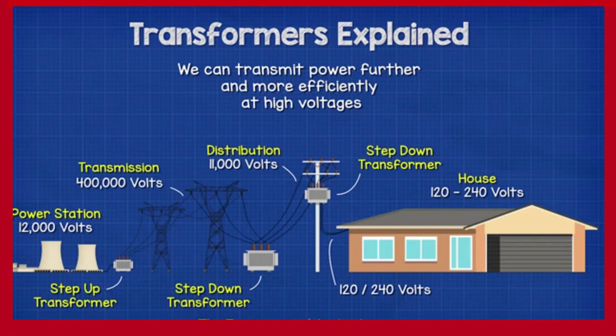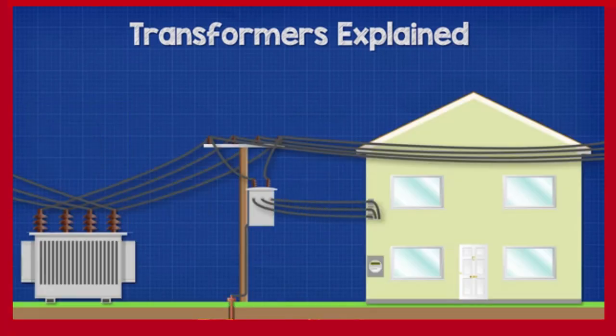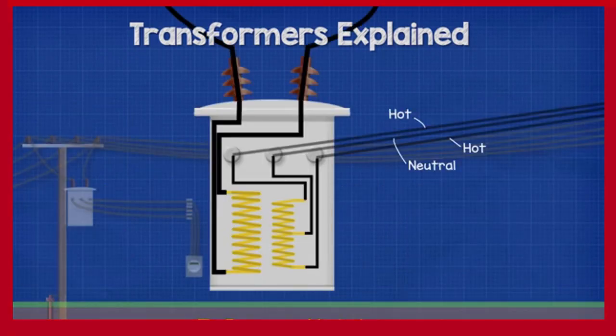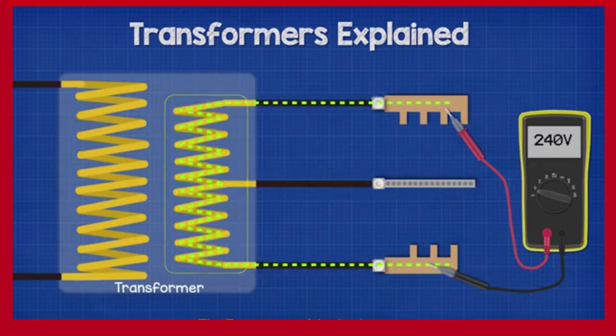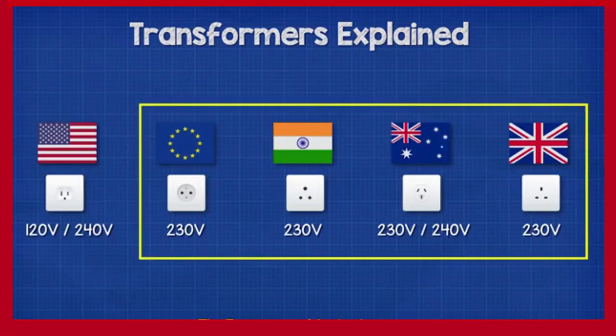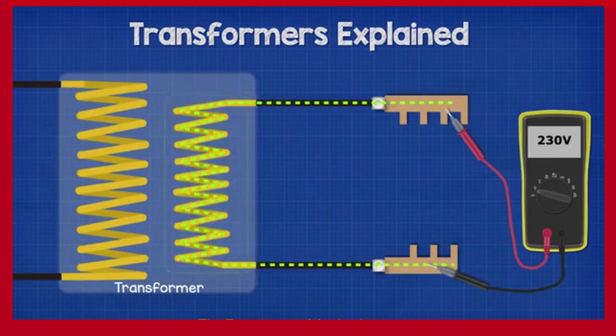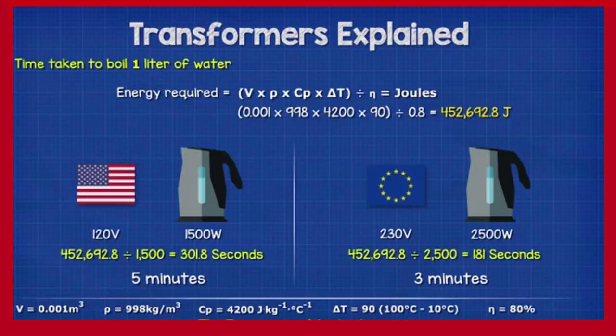As a side note, the reason homes in North America can have either 120 or 240 volts is because they use a three-wire system, where an additional wire is connected to the center of the secondary coil. Therefore, we can use just half of the coil to get 120 volts, or the full coil to get 240 volts. However, most of the world uses around 230 volts, and for this they use just a two-wire system, which is a much simpler design and allows more power to the outlets. And this is useful, for example, to quickly boil a water kettle.